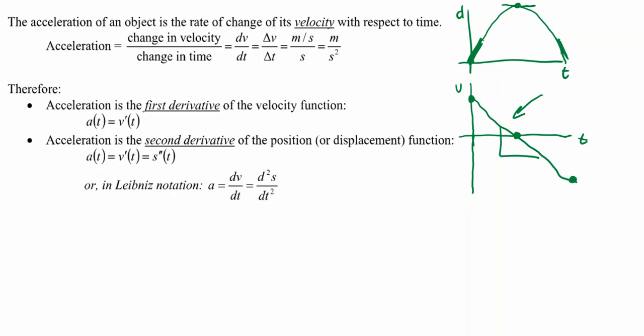Now, that's pretty much what we just said here. Acceleration is the derivative of your velocity. You can also say that it's the second derivative of your position time graph, so s double prime. That's one way of writing it. Or in Leibniz notation, a little bit strange, a is equal to dv over dt, or d squared s over dt squared. This is saying the second derivative.